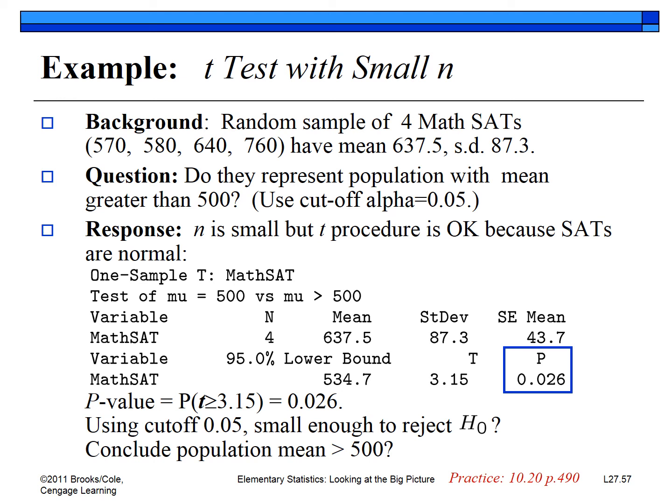So can we reject the null hypothesis? Sure. Can we conclude that the population that we took this sample from has a mean greater than 500? You bet.